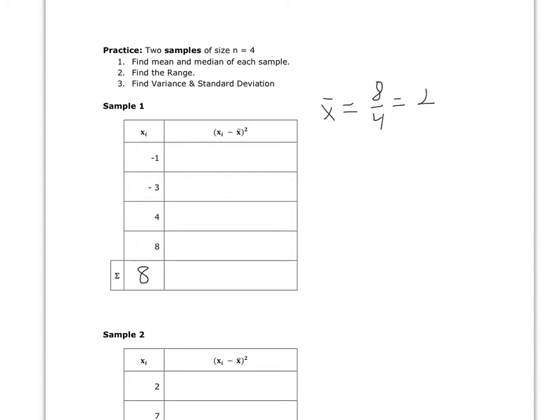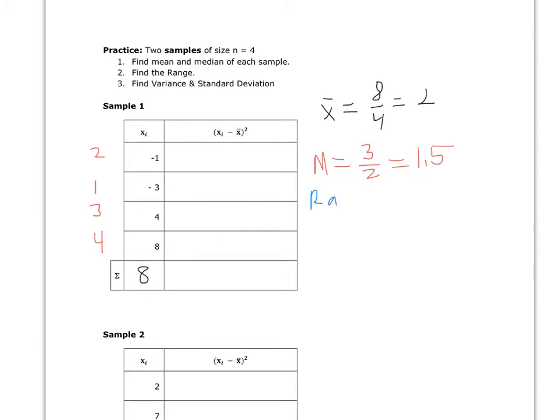Okay, median. I'm just going to write the ranking of the data values next to them. The middle 2 values are -1 and 4, so for the median we're going to take the average. Adding those together we get a 3, divided by 2, so our median value is 1.5.